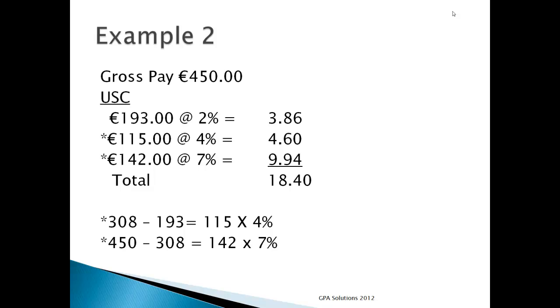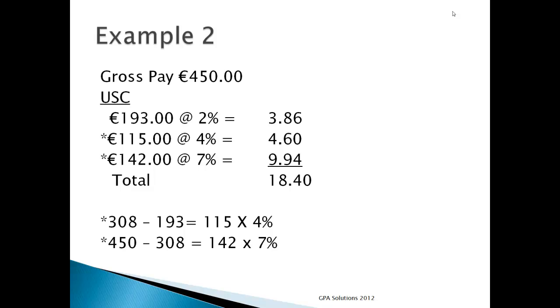In example 2, we have a gross pay of €450. Because the gross pay in this week exceeds the €308 cut-off at 4%, we know that a portion of this pay is going to be liable to 7%.